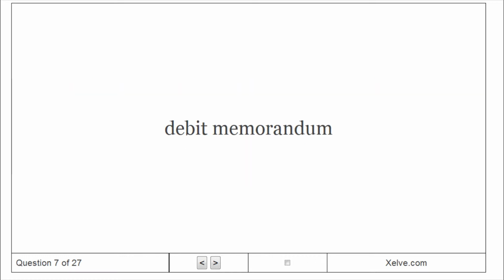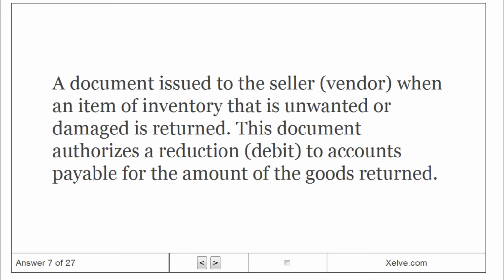Debit memorandum. A document issued to the seller when an item of inventory that is unwanted or damaged is returned. This document authorizes a reduction to accounts payable for the amount of the goods returned.